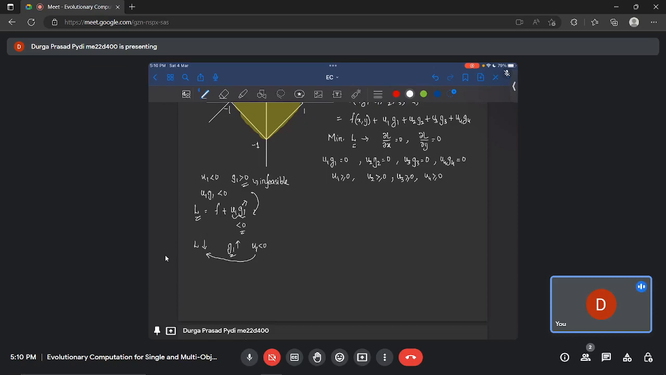So in order to have this criterion, we propose an additional condition saying u1 should be greater than or equal to 0. If this happens, then when g1 is greater than 0, this quantity will also be greater than 0. So this value of L will be more than what it was supposed to be.